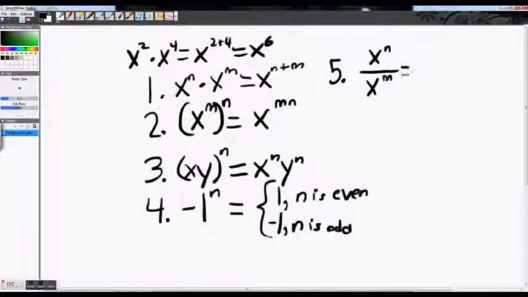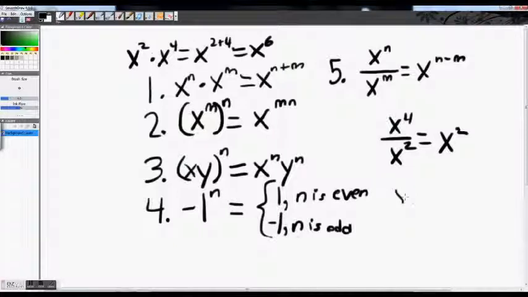The result is that we subtract. For example, if we divide x to the fourth by x squared, we get x squared. We subtract 4 by 2. Now there's definitely logic in this one, and it's easily proved.